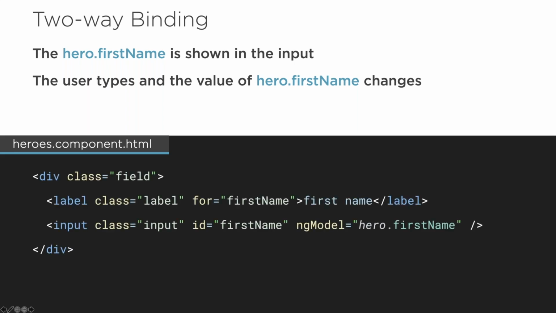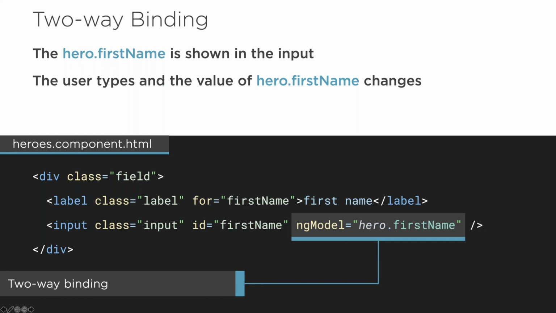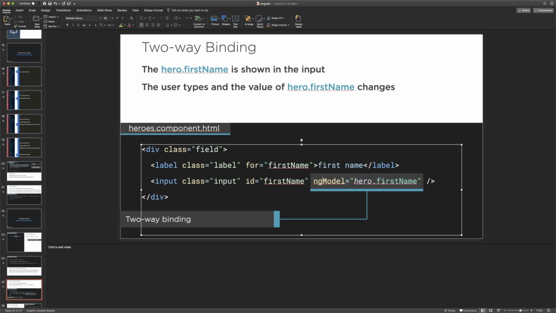And the way you do that is we set up our, let's say it's labels and inputs. We set up our input in this case to use ngModel. ngModel is a special attribute that Angular gives us, which we say, instead of using the value property in this case of the input, take the ngModel and then set that to hero first name. Now, you might be wondering, why don't I have to use square brackets here? So I'm going to show you why that works.